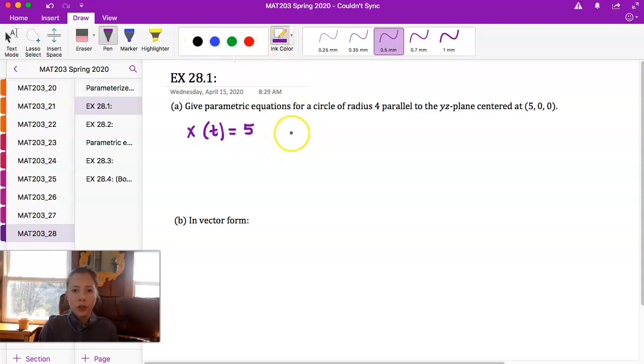So x as a function of time is just going to be 5. Since we're drawing the circle in the YZ plane, y as a function of time, well, the center coordinate for y is 0, so it's going to be 0 plus the radius times cosine t. The radius here is 4, so 4 cosine t. And z as a function of time, the center of z is 0, so it's centered at 0 for z, and that's going to be 4 sine t.